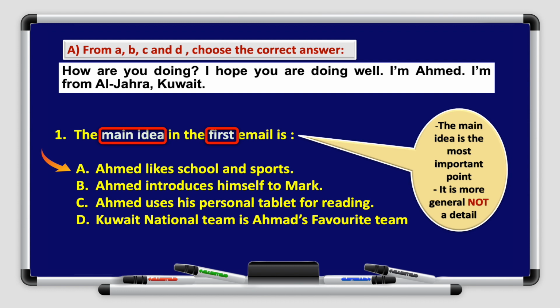A, Ahmed likes school and sports. B, Ahmed introduces himself to Mark. C, Ahmed uses his personal tablet for reading. D, the Kuwait national team is Ahmed's favorite team. Now let's read what we have above to extract the answer. How are you doing? I hope you are doing well. I'm Ahmed. I'm from Al Jahra, Kuwait. So what is the perfect answer?